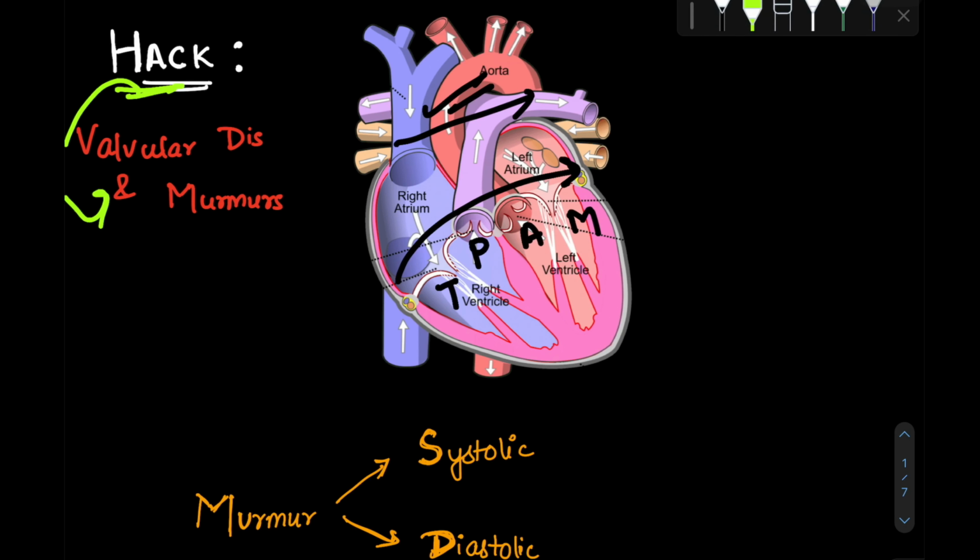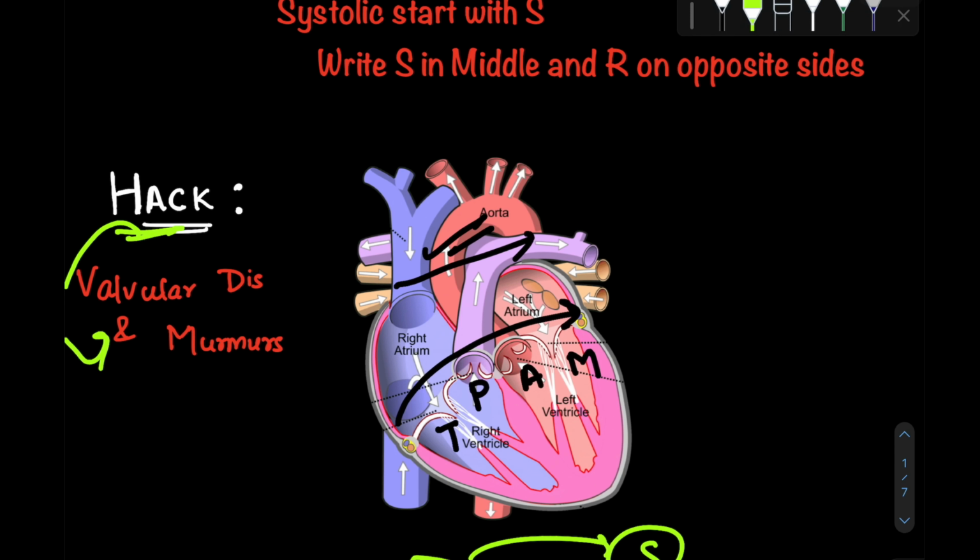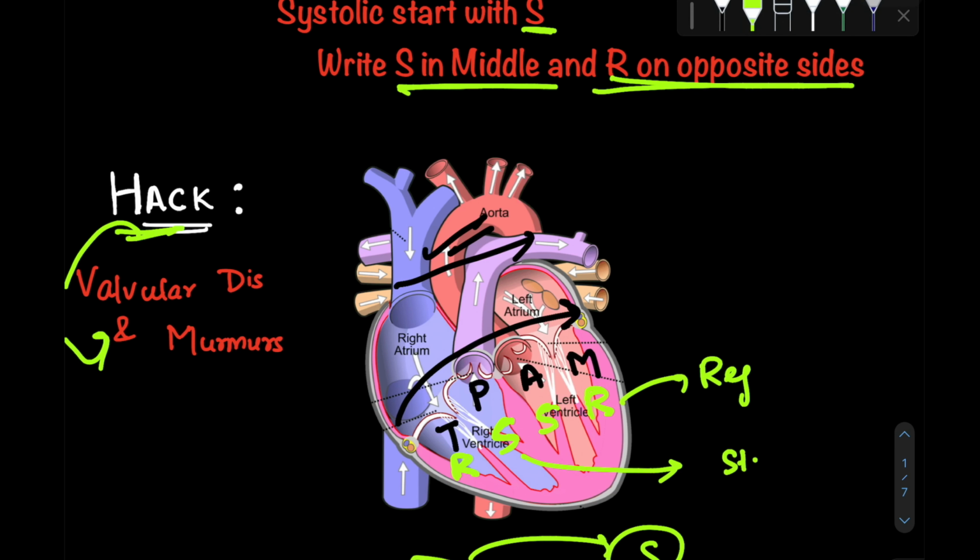Now the next thing is, murmur is basically divided into systolic and diastolic. Systolic starts with S, right? So you have to write S in the middle and R on the opposite side. Here S represents stenosis and R represents regurgitation.